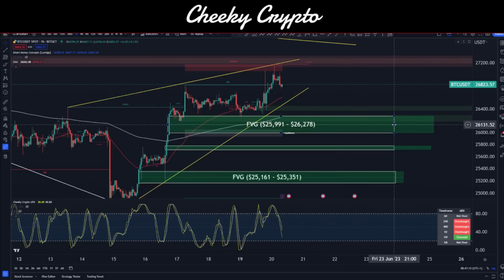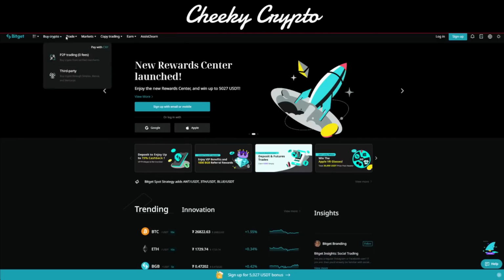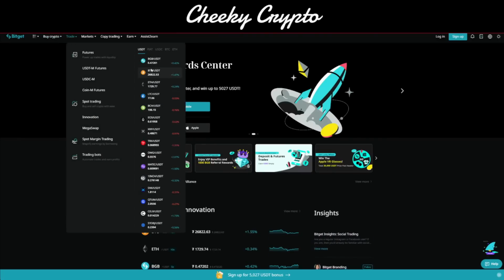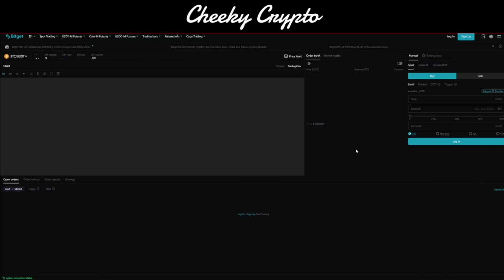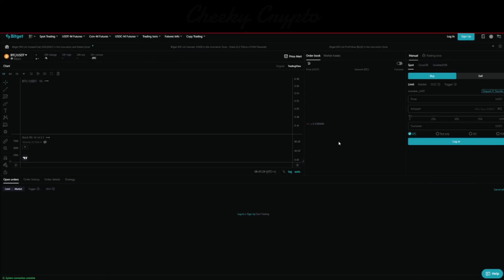We have our fair value gaps, as we can see down here. Okay, we have the first one, which we tapped into briefly before moving back up, which is 25,991 to 26,278. Okay, and as I said many times before, if we just jump over to BitGet, these fair value gaps are created. Just go to spot trading Bitcoin here. They're created from an imbalance in the order books, right?